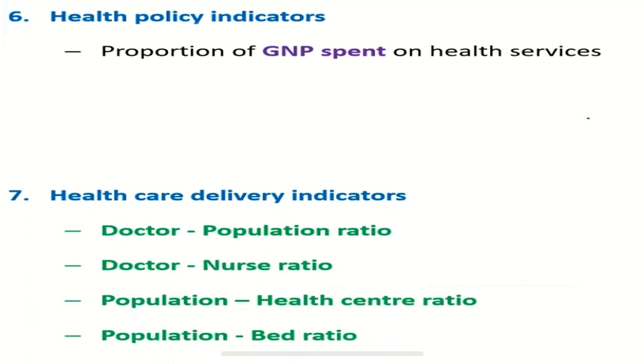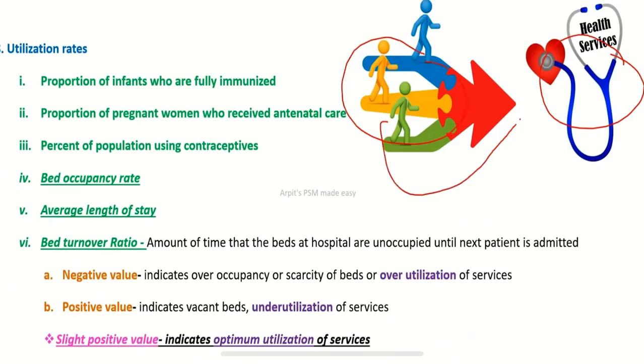These indicators also reflect the equity of distribution of health resources in the different parts of the country, and the provision of healthcare facilities can also be made out and assessed by using these indicators.